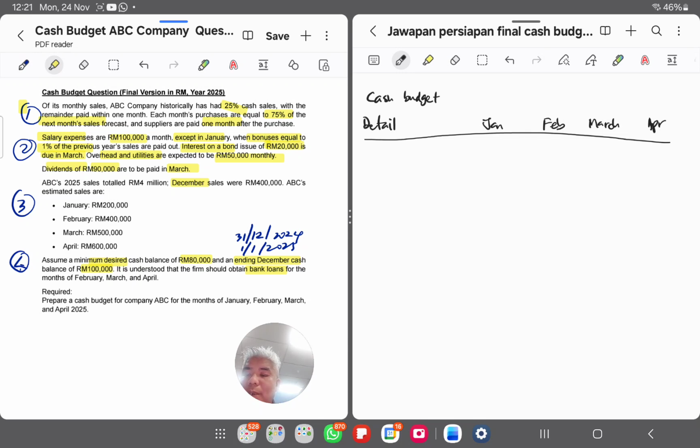Then the question is, you have to prepare the cash budget for January, February, March and April. So I have prepared for you the table for the cash budget for January, February, March and April. Give ample space, or a larger row, for details, and the rest are smaller than details.